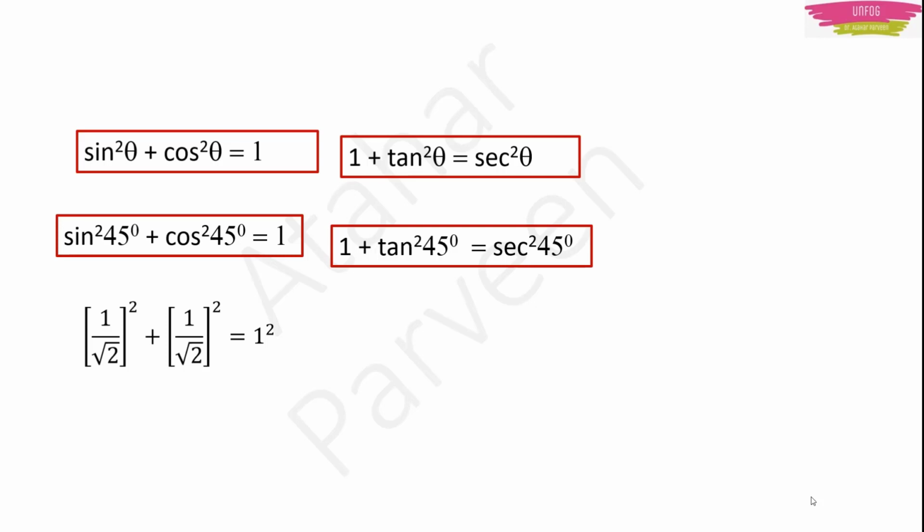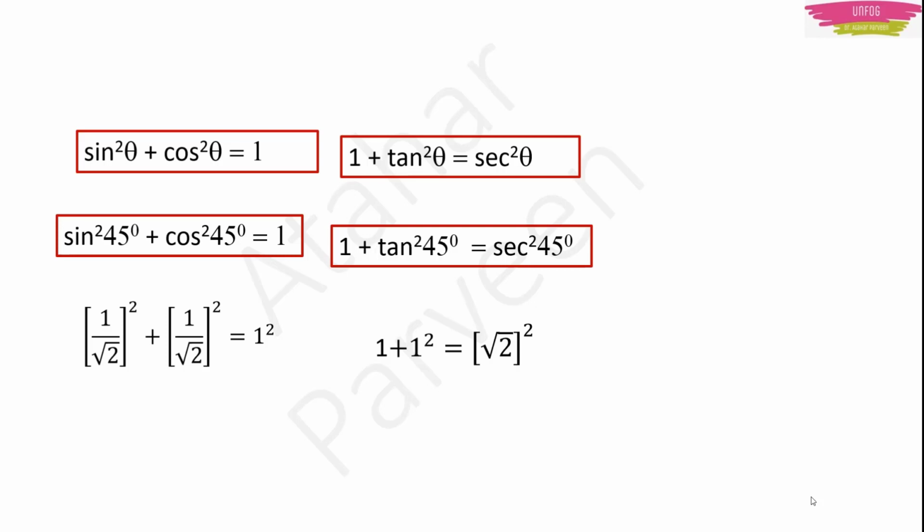In place of theta we have 45 degree, right? So we will write 1 as it is. Then tan 45 is 1, whole square. Secant 45 is square root of 2, square root of 2 whole square. So your left hand side is also having 2. Your right hand side will also have 2, because square root of 2 whole square will be 2.